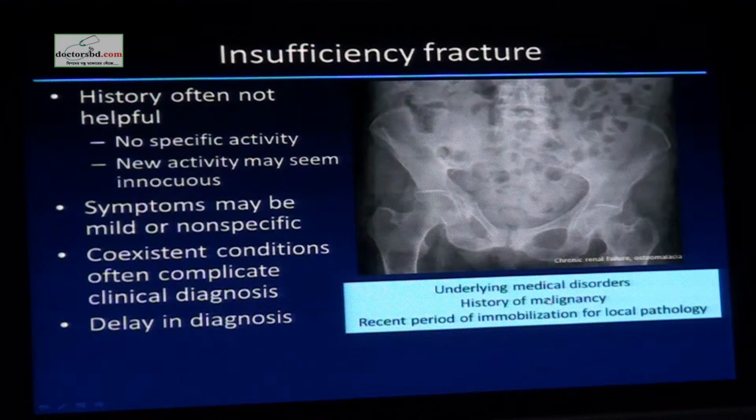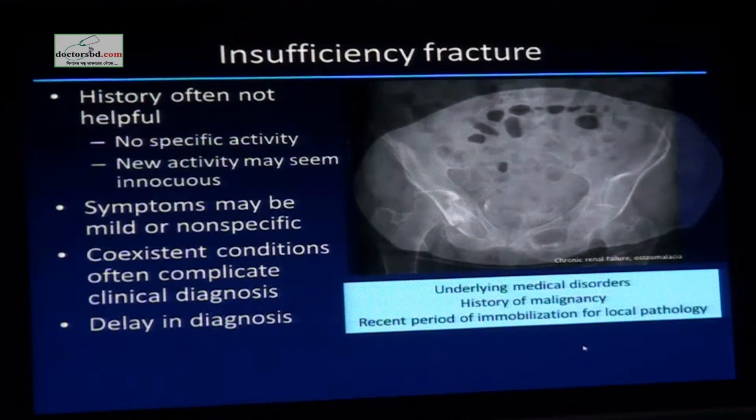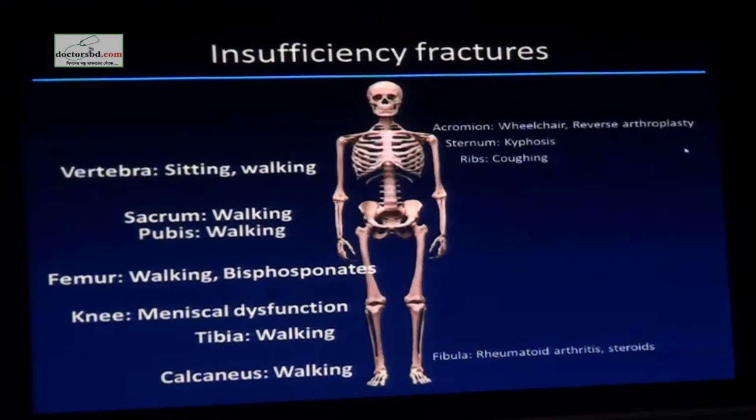Similarly, patients who have a history of malignancy, who develop insufficiency injury of their bone for a number of reasons due to poor diet, prior irradiation, etc., we have a tendency to try to ascribe their symptoms to that underlying malignancy. So these tend to be diagnosed relatively late.